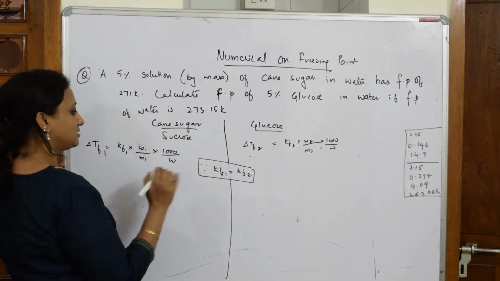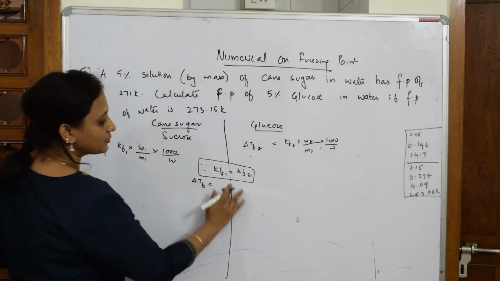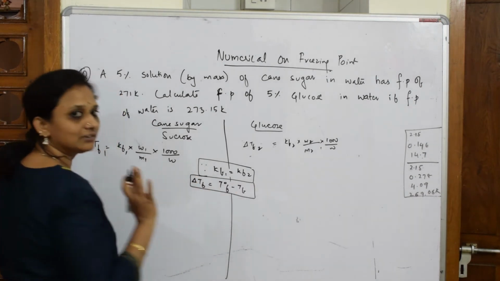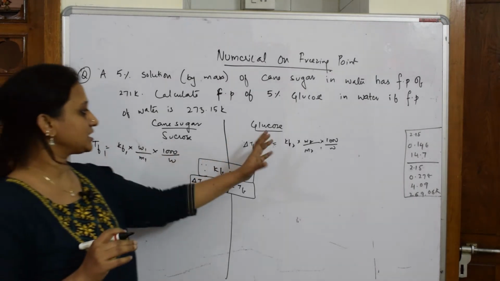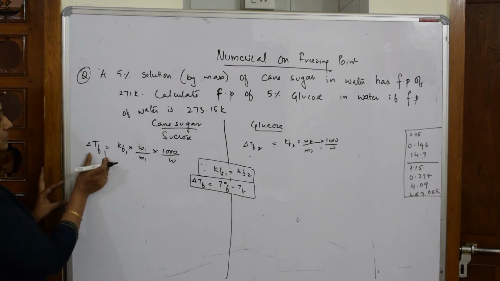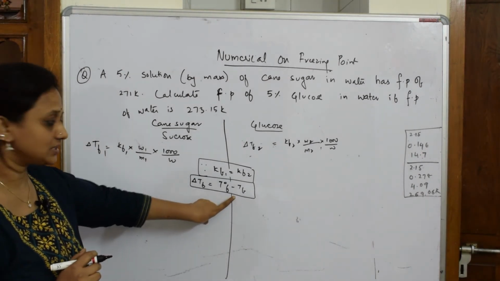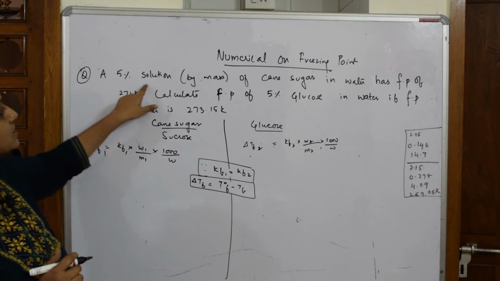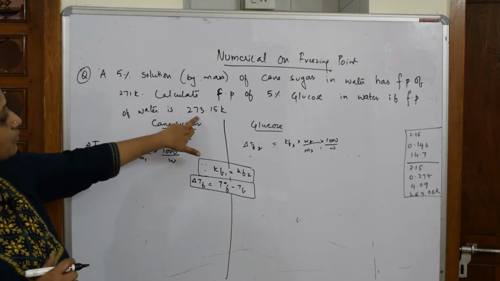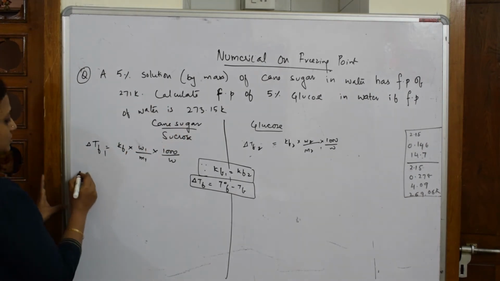Now what can I further compare? Delta TF is equal to T naught F minus TF. Let's start with the numerical. I have first written the formula, then taken the condition that KF1 equals KF2, and now let us start substituting. First let us see delta TF1, which is T naught F minus TF. For cane sugar, a 5% solution by mass has a freezing point of 271 K. The water freezing point is also given. So let's solve this.